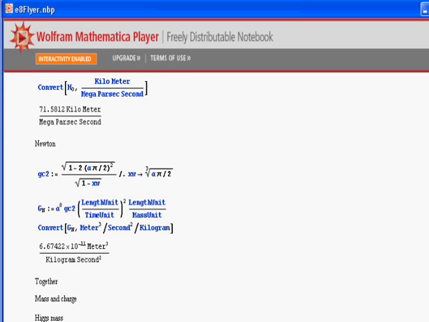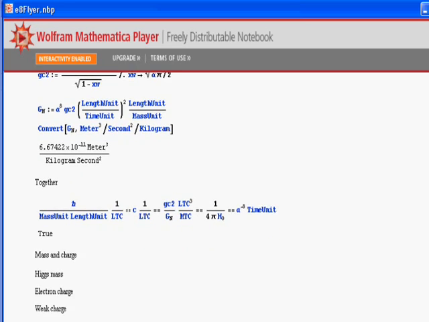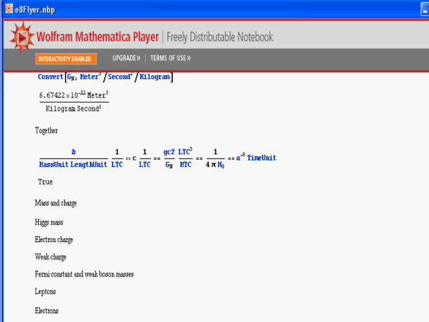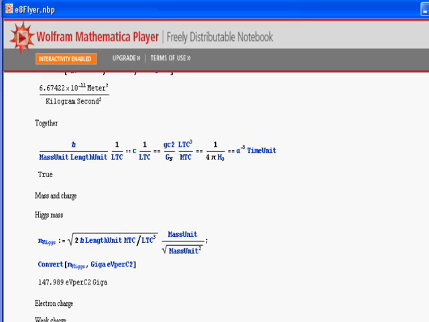Combining all of these into a string of equalities that is true with proper conversions, all relate to fine structure to the -8 multiplied by time. So time is the fundamental scale as the universe expands. Now mass can be simply calculated. The Higgs mass is the square root of 2 times the Planck with proper conversions. It comes out to 147.9 giga-electron volts.